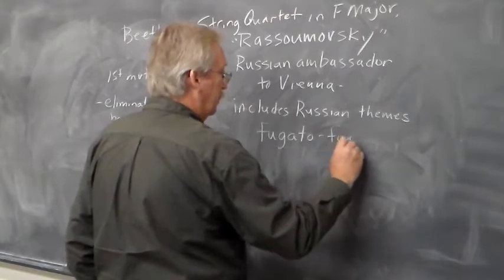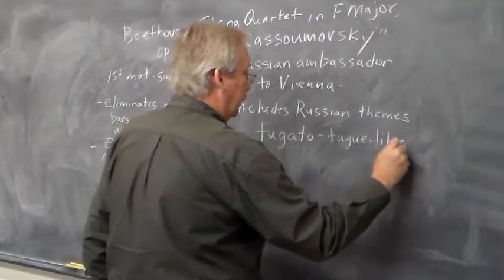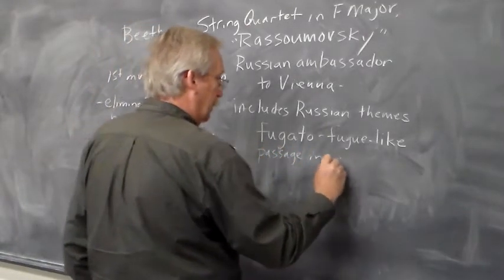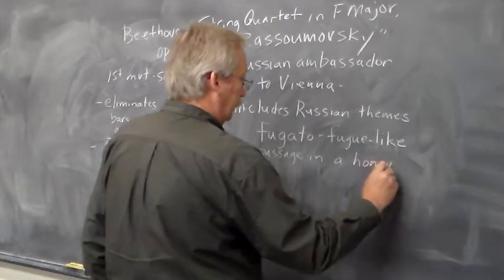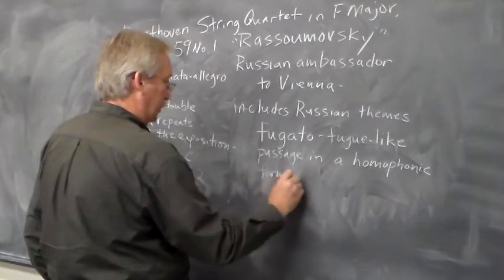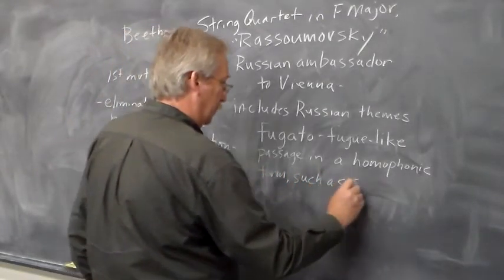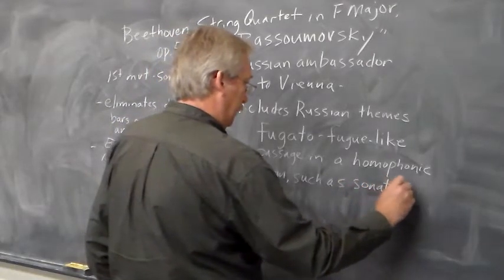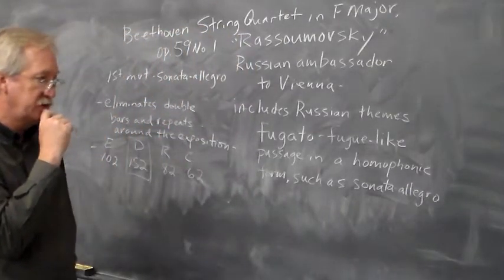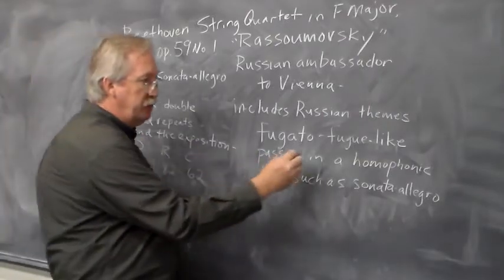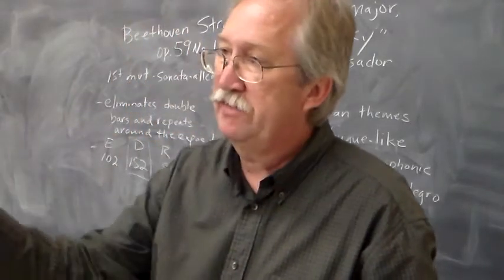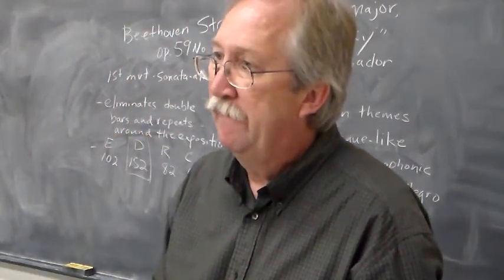So we'll put your fugue-like passage. So a fugue-like passage in a homophonic form, such as sonata allegro. And so the fugue-like aspect just has to do with stating a theme and then having overlapped answers of that theme. Callie? How is it different from stretto?